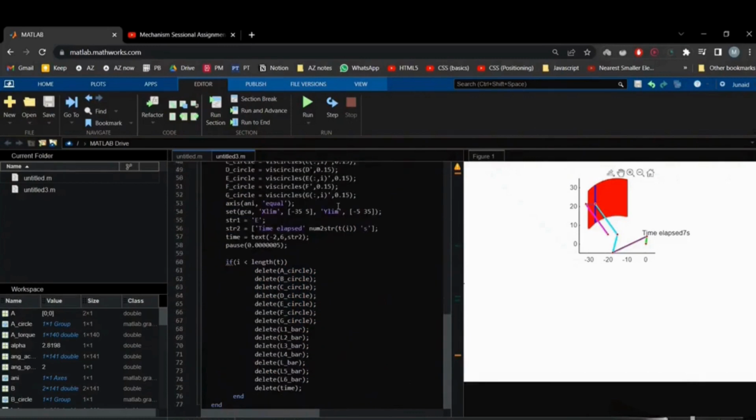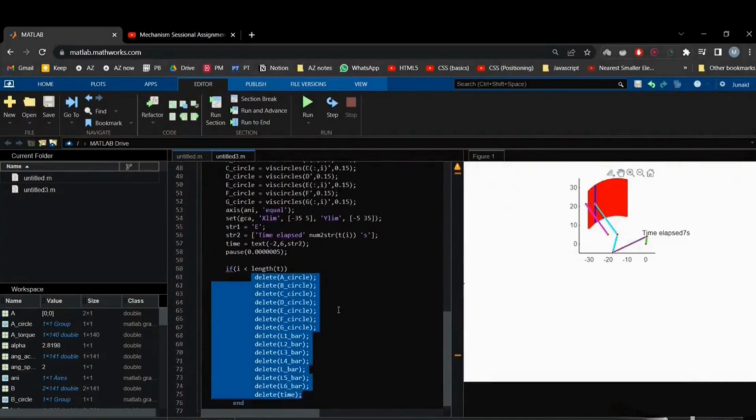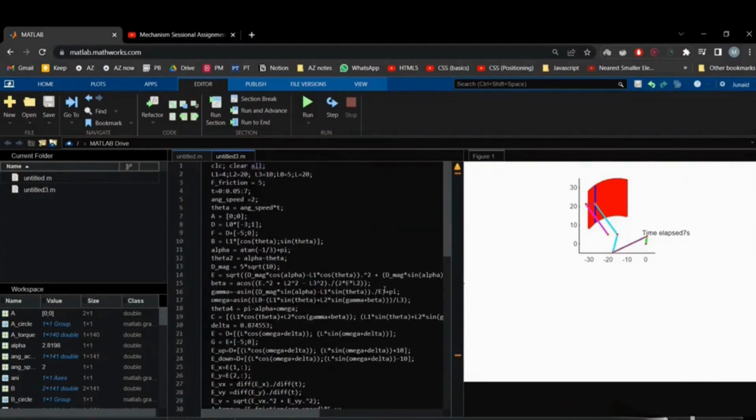After each loop, we are deleting the elements, but we are not deleting the wiper, so that we get a shaded area as seen in the figure. So this is the end of our simulation.